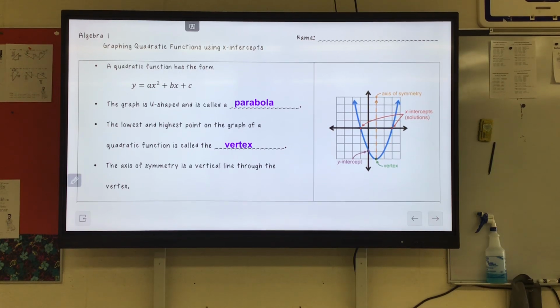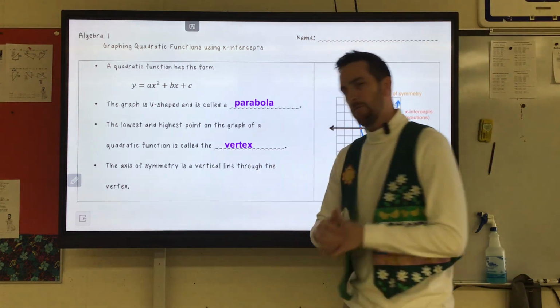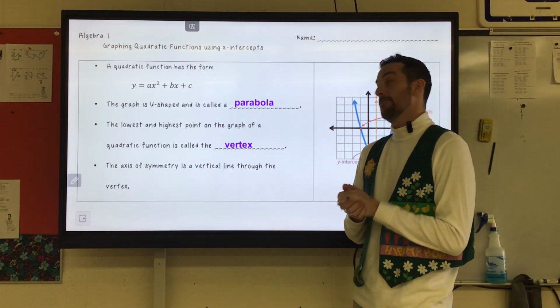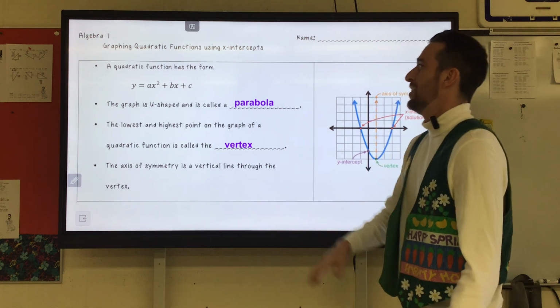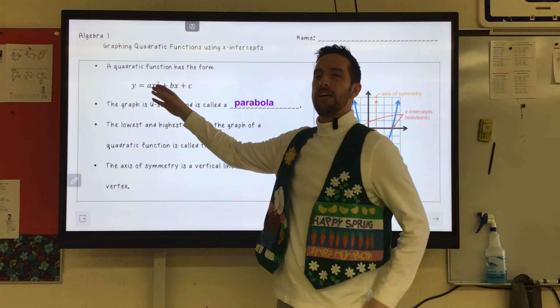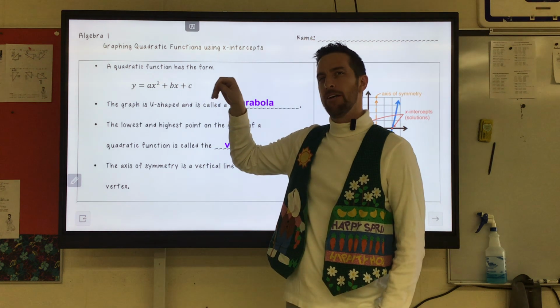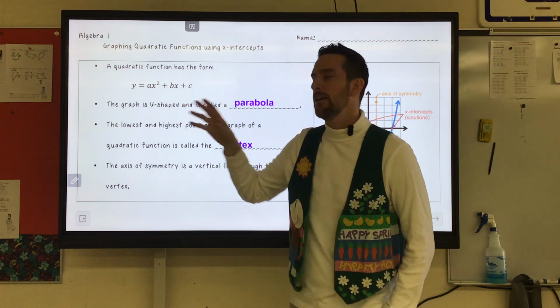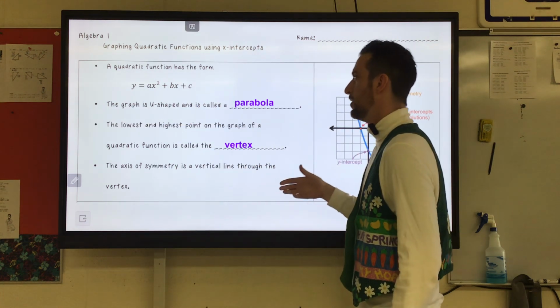Today we're graphing quadratic functions using x-intercepts. This is often called intercept form or factored form. So that factoring, I told you, it comes back, man. This form, where it's ax squared plus bx plus c, like where we used to use the quadratic formula or factor it, that's called standard form. Eventually we will graph in that form as well.